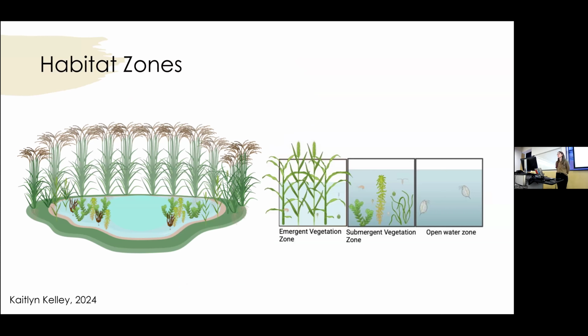So we have three main habitat zones in these wetlands. We have emergent vegetation, which breaks the surface of the water, and an example of that is cattails. We have submergent vegetation, that's below the surface, such as coontails, or we have areas where there's little to no vegetation, known as the open water zone.